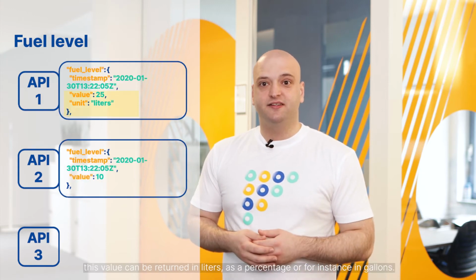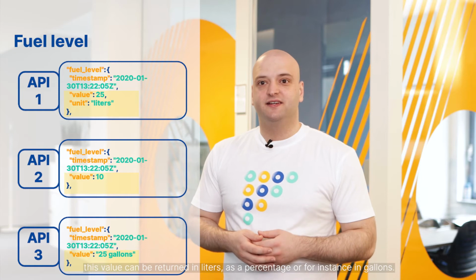A very important vehicle state value for our customers is the fuel level. Depending on the API of the vehicle or telematics manufacturer, this value can be returned in liters, as a percentage, or for instance in gallons. And this also may vary with regards to vehicle models or types.